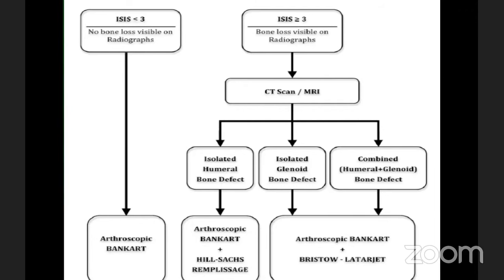The IC score was used where you can decide if there is no bone loss, you can go directly to an arthroscopic Bankart. If you have isolated humeral bone loss, you can do a Hill Sachs along with Bankart along with remplissage. If it is isolated bone loss on the glenoid, you can directly go ahead with either arthroscopic Bankart or lateral J. If it is combined, always go ahead with lateral J. So it's a very, very simple algorithm for your clinical practice.